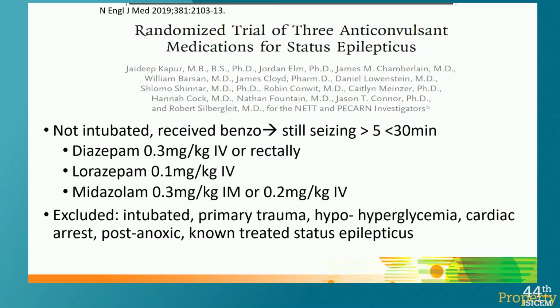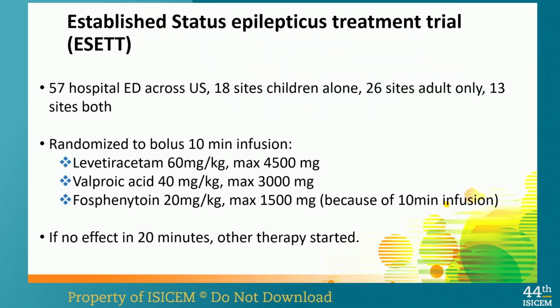So this trial, the ESETT trial, came out and said, okay, you've got your benzodiazepine and now you've failed that. You're still seizing, and they excluded a certain group of patients, trauma, and you can see this in the slide. But then they said, what are we going to use next to randomize these patients to? Done in 57 hospitals using children and adults, and randomized, and this is a 10-minute infusion. This is not where the patient's at the outside hospital, a slow infusion of a medication over an hour.